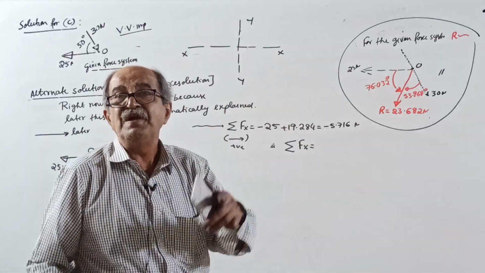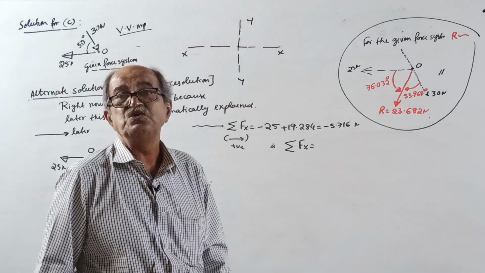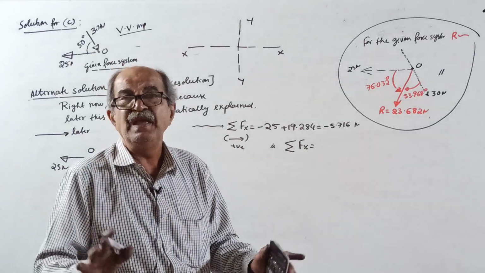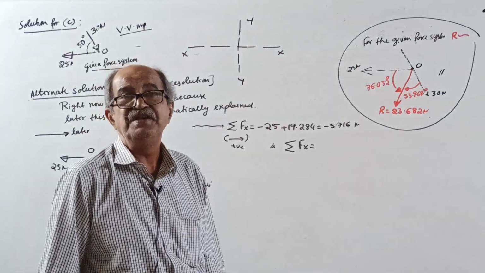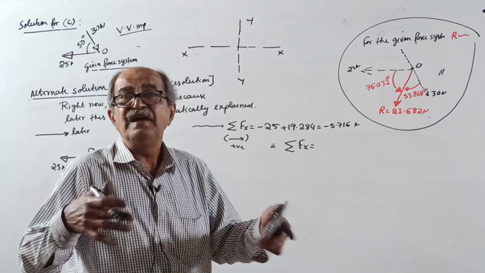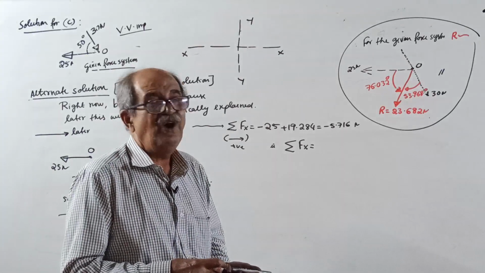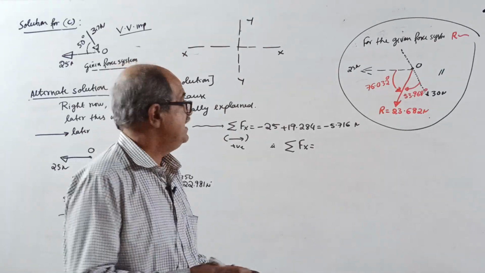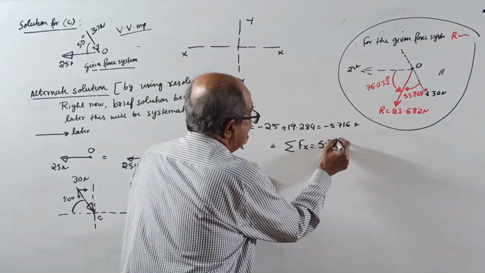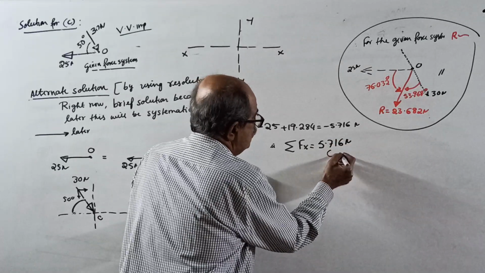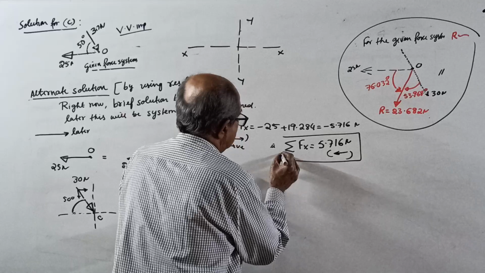Later for equilibrium, it is not that way. So that sign convention confusion I will remove permanently by a long class, which is not only for structural engineering, it is for entire physics, chemistry not required, physics or even any branch of engineering. Sigma Fx is equal to, no sign now, 5.716 Newton to the left side. Okay, this is the answer without sign.